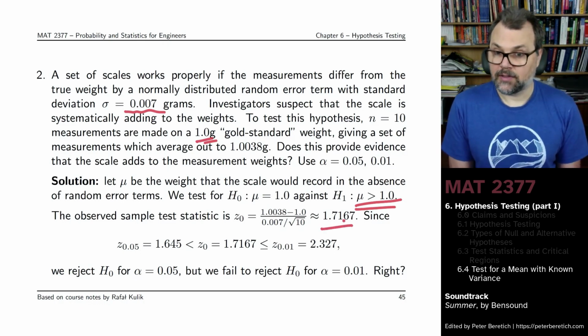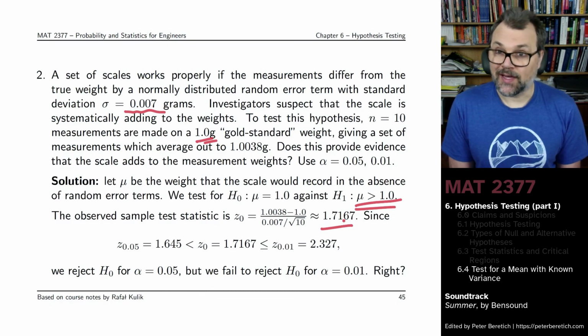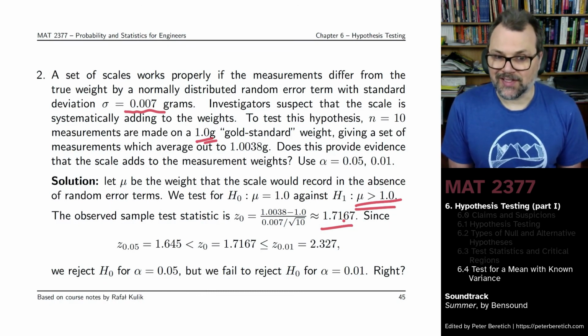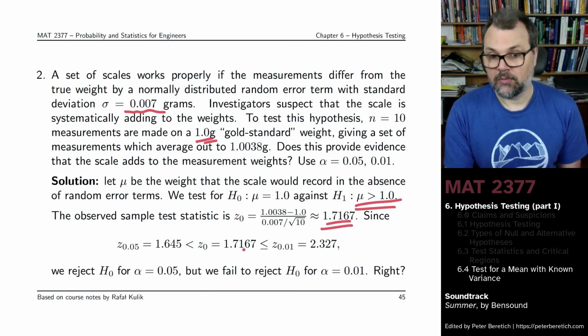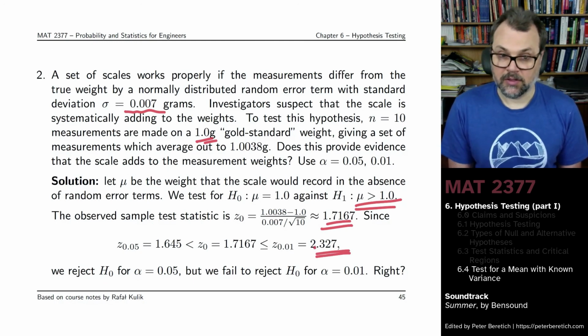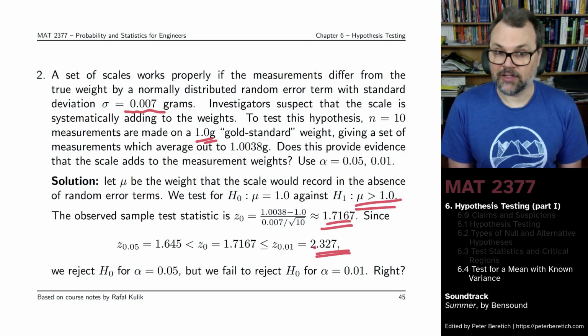1.7167. It's large, but it's not that large. The critical value for this one-sided test at the 5% level is 1.65, which is smaller than the value we've observed here. But the value we've observed is smaller than the critical value at the 1% significance level, 2.33. So you would reject the null hypothesis at the 5% significance level in favor of the alternative.